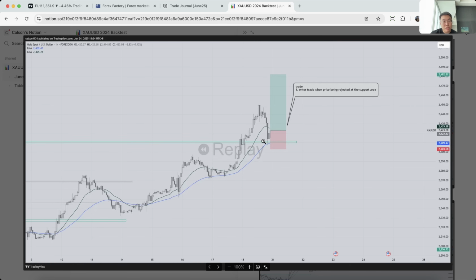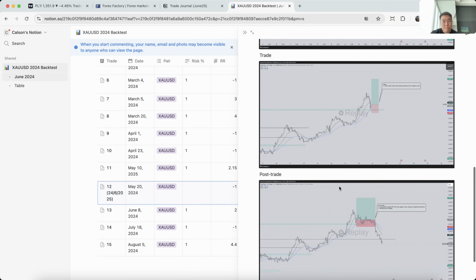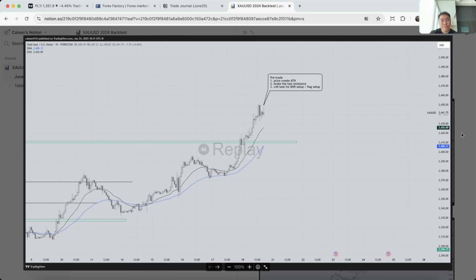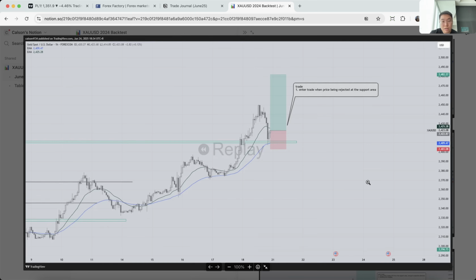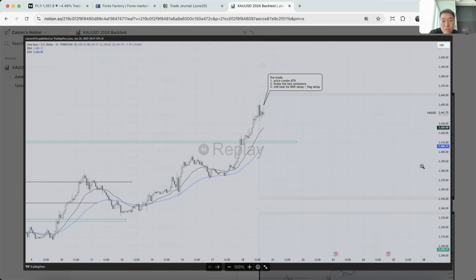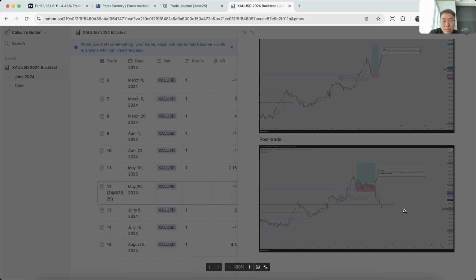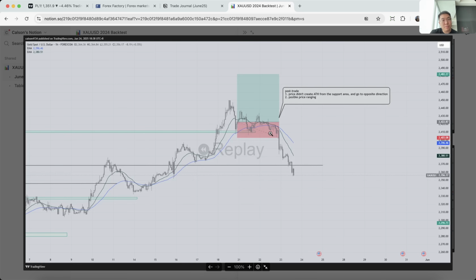Like, for example, this one. The question is, how do you define the support? Right? You see, this is on the 1 hour. Why do you buy into that bounce? Why do you buy there?